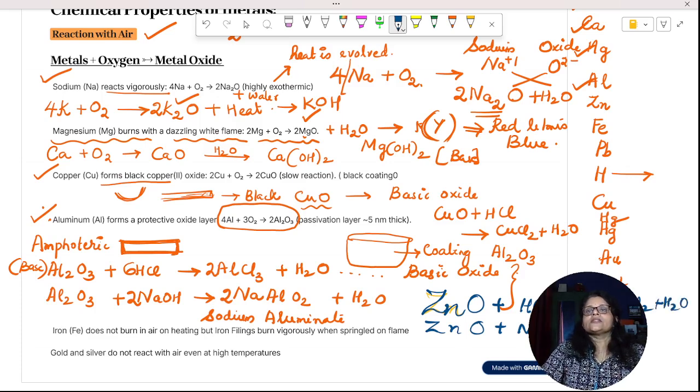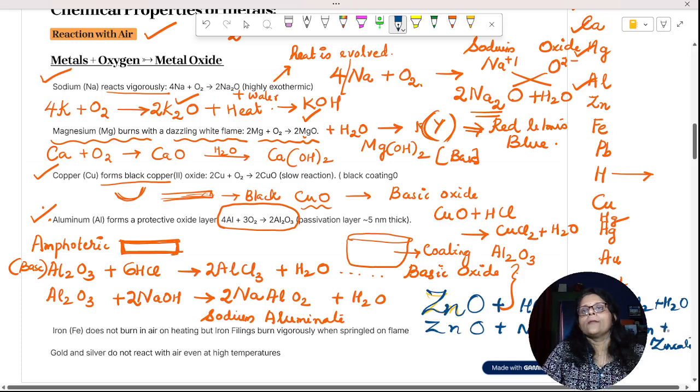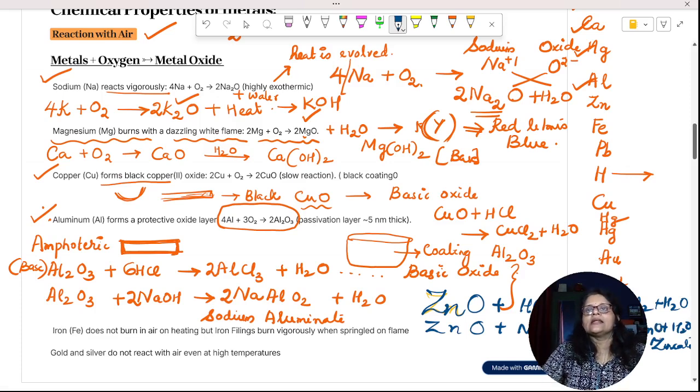Here you will get sodium zincate, and sodium zincate plus water. Now, those were the reactions we need to know about amphoteric nature. That is very, very important.